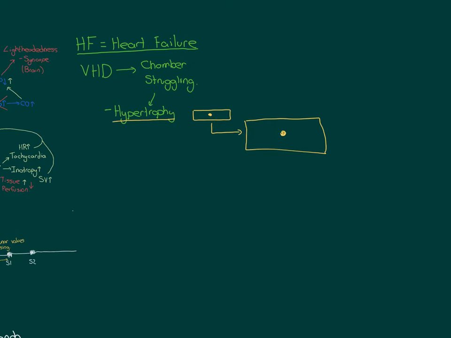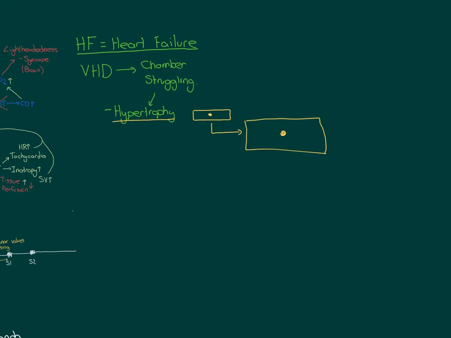So when a chamber struggles, as indeed it will, if the valve ahead of it is broken, is diseased, then the way it deals with this is it makes all of the cardiomyocytes in its wall get thicker and bigger in this way. It makes them hypertrophy. So what's gradually going to happen in the chamber that is struggling is that you're going to get this hypertrophy, this engorging of these cells. Now, why does this happen?